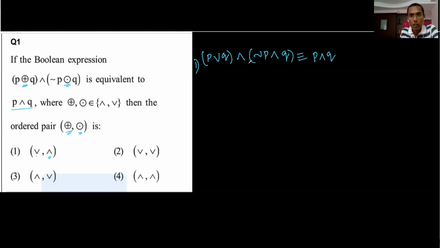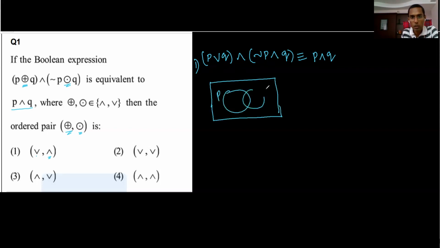So now what do you do? This we can do in a very short way. Here you just need to take this set theory. This is P and this is Q, and this is 1, this is 2, this is 3, this is 4. 1 is P but not Q. 2 is P and Q. 3 is only Q but not P. 4 is neither P nor Q, outside.